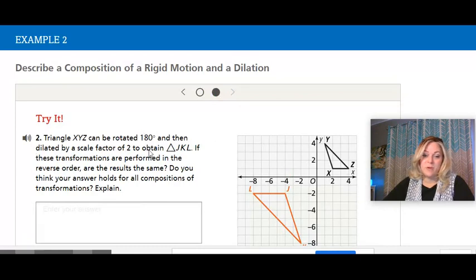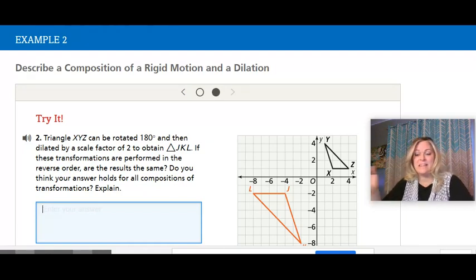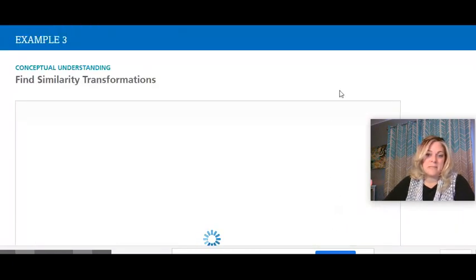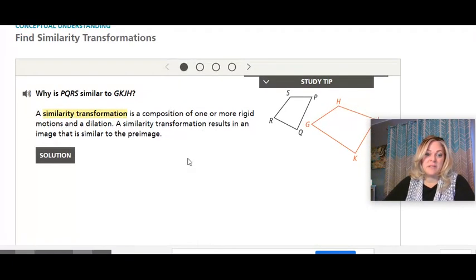So the triangle can be rotated 180, and it's literally the same picture, but then it says, if these transformations are performed in reverse order, so if you change the order in which you're writing them, what happens? Do you think the answer holds true for all things? So if I rotated and then dilated, or if I dilated and then rotated, how will that change? And is that true for all transformations or not?